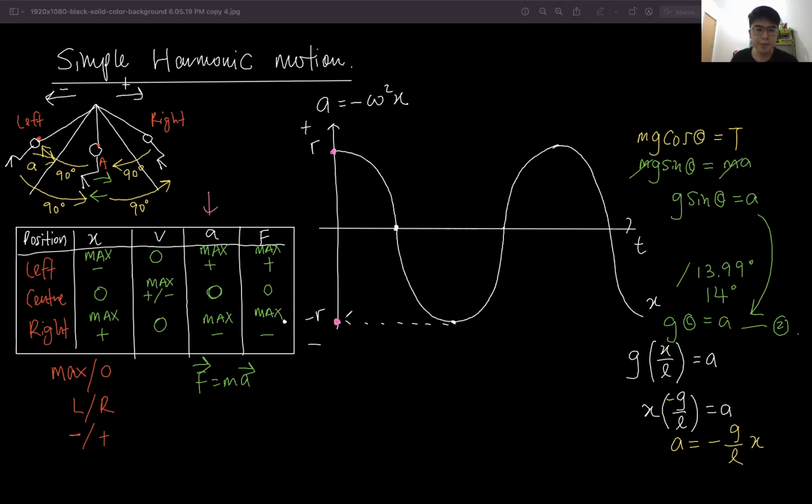Now, I'm not drawing this according to scale. So please don't think that acceleration has the same magnitude as the displacement. No, right? This is not according to scale. We just want to know the shape of it. So we start here, and at the maximum displacement over here, the maximum acceleration would be opposite over here. So we join like this.